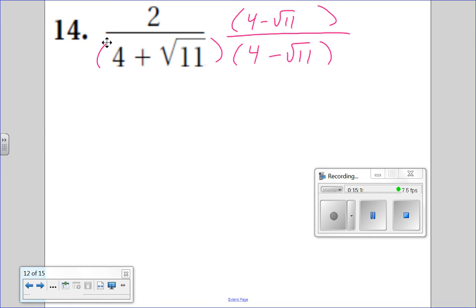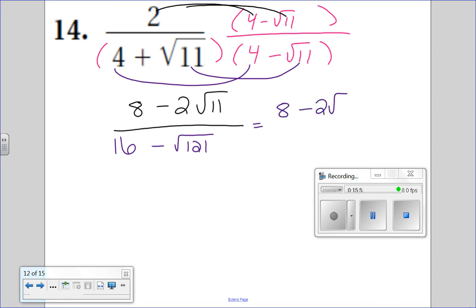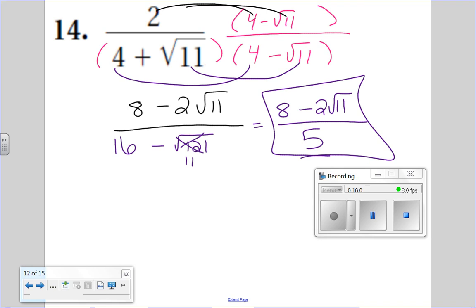So on the top, we'll do our distributing. 8 minus 2 radical 11. And on the bottom, we're just going to do our first and our last matchup because, as I explained on the previous slide, our outers and our inners would end up canceling anyways. 4 times 4 is 16. Positive radical 11 with negative radical 11 is negative radical 121. So what we've got now is 8 minus 2 radical 11 on top. And that becomes 11, so it looks like 16 minus 11 would be 5. And that's it.